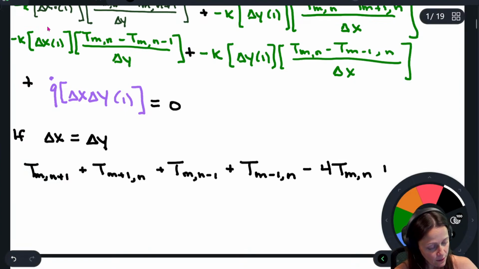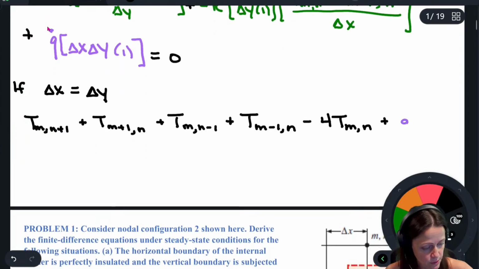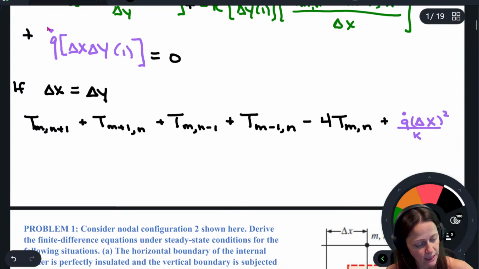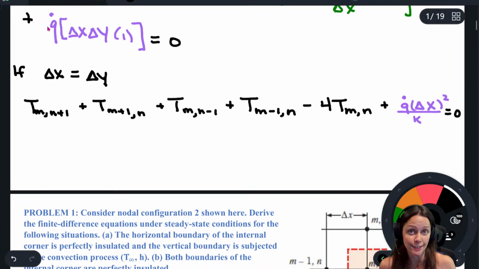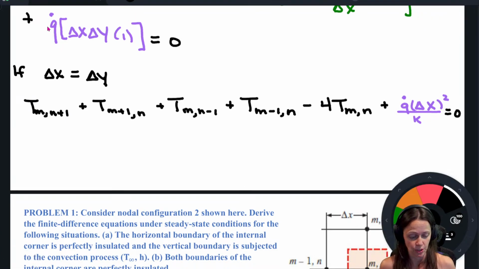And then we're going to have the Q dot term. So it's going to be Q dot times, and if that spacing is the same, again, it's going to be delta x squared divided by K. That's where that K went, in case you're wondering where it went. All right. So that's for an interior node with heat generation.